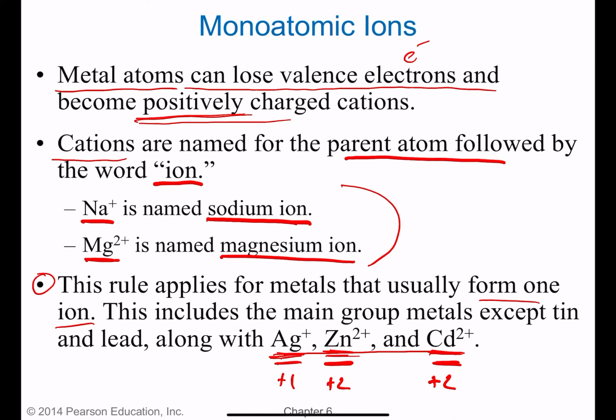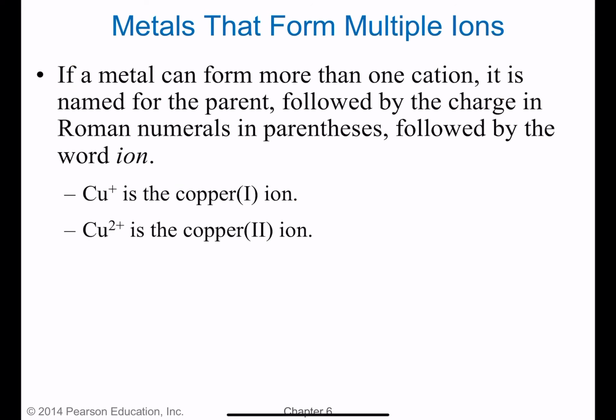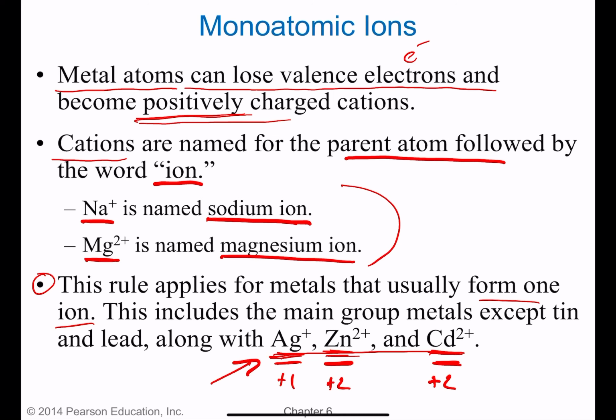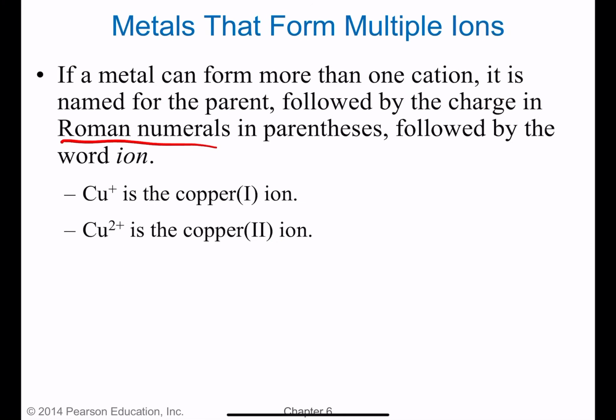So we're not going to use the next rule, this Roman numeral thing, for these 3 because it's simply not necessary. But let's clarify what we mean by the Roman numeral thing. If a metal can form more than one cation, so if it can be +1 or +2, or it could be +2 or +4, depending on what it's bonded with, what day of the week it is, then we're going to use Roman numerals to clarify what the charge is on the ion. So this one here, it would be incorrect to simply say the copper ion, because copper can be +1 or +2.